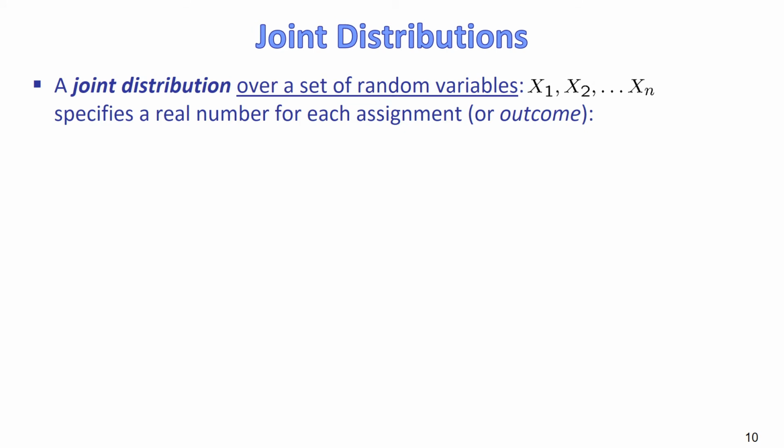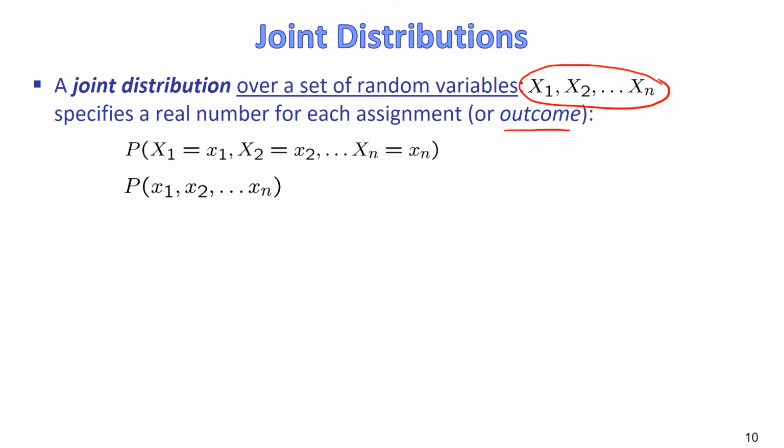Now, what is a joint distribution? A joint distribution is a probability distribution, but over a set of random variables. So here we don't have just one, we have a set of random variables. In a probability distribution, we had a row for each value of the random variable. Here we will have a row for each assignment of values for the n random variables. We call that an outcome. So for example, here we will have a probability when each variable has a value.